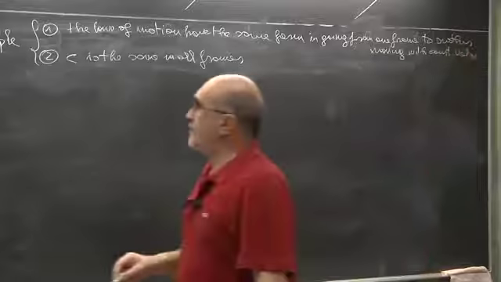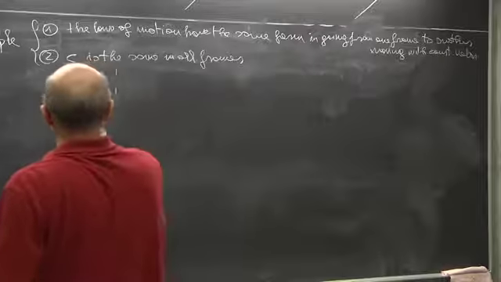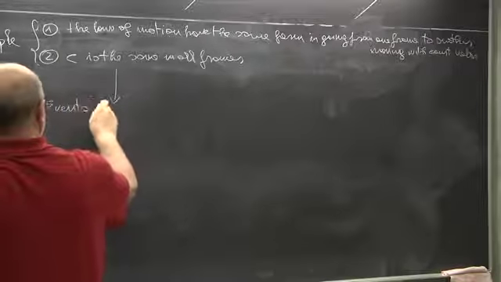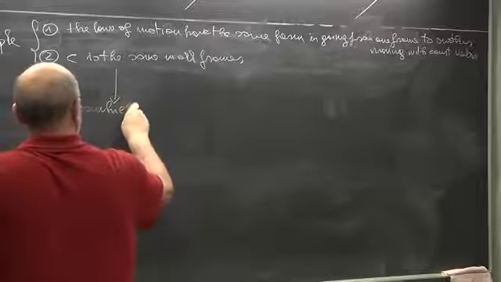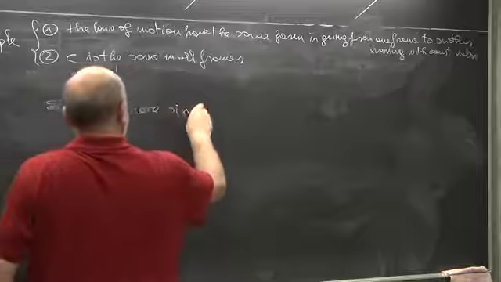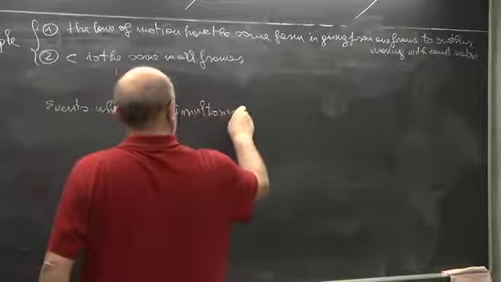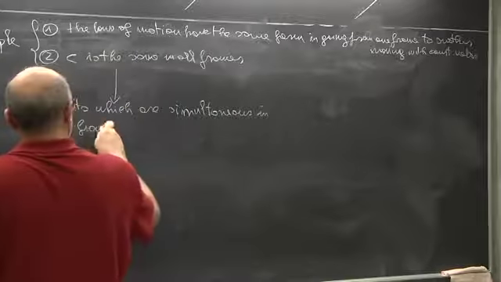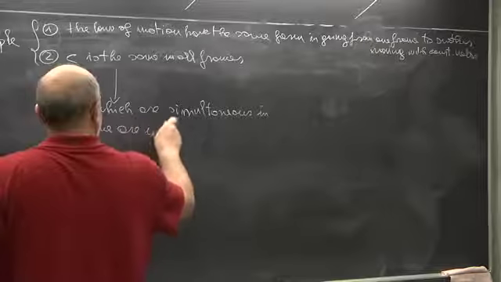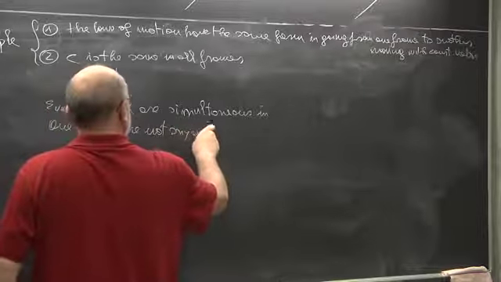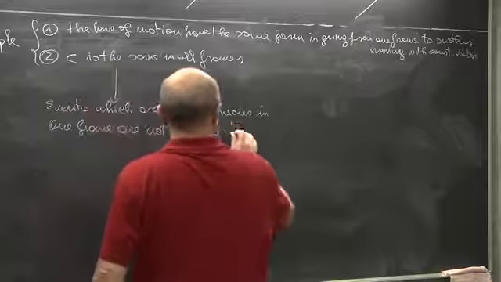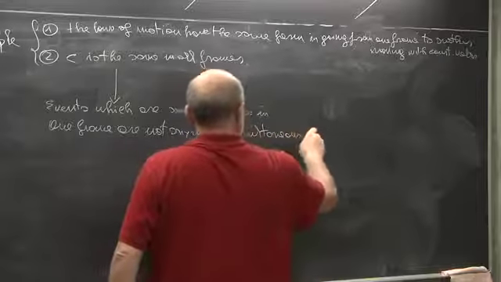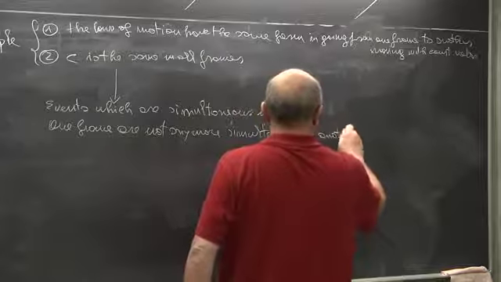Okay, so let's see a first consequence, and this is a consequence of this. The consequence is the following: events which are simultaneous in one frame are not anymore simultaneous in another frame, in another inertial frame.